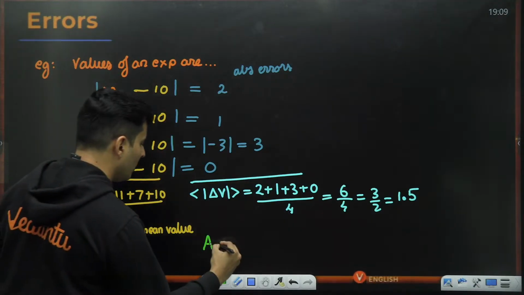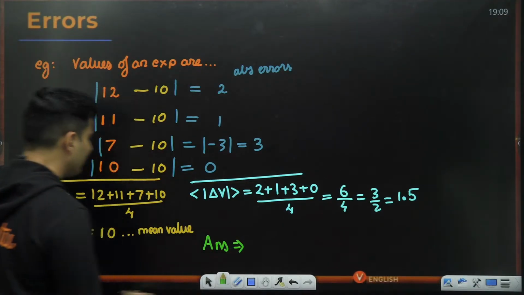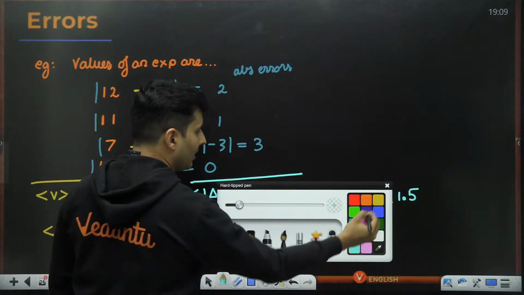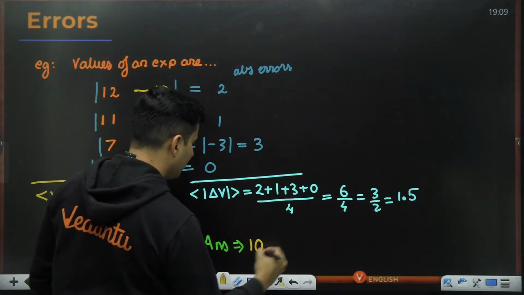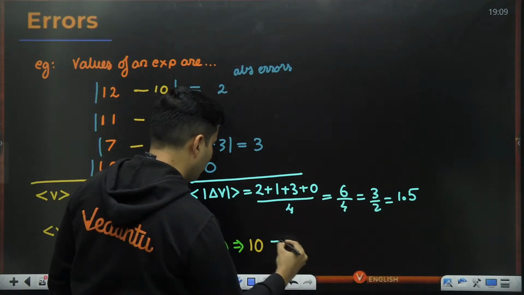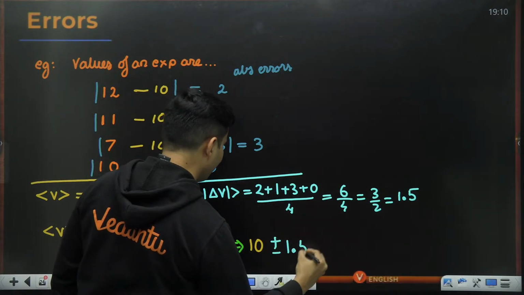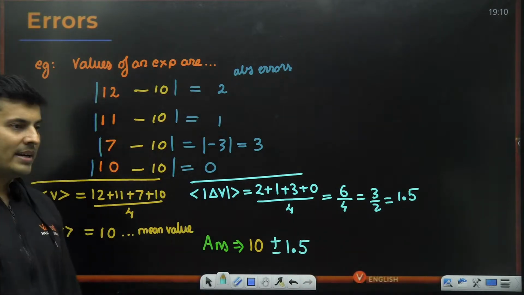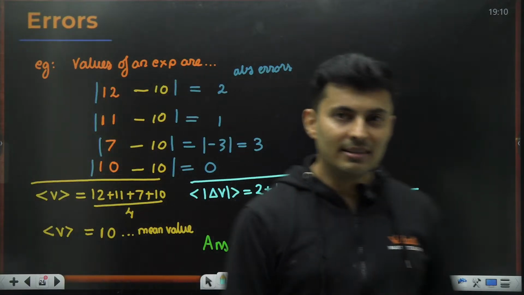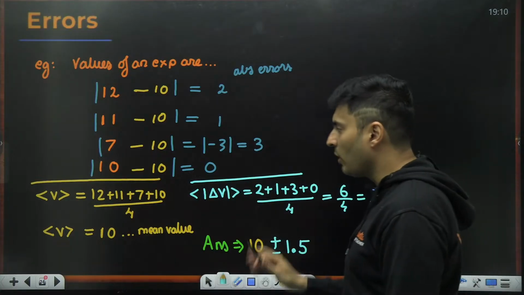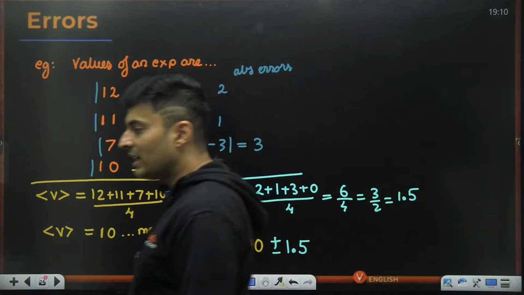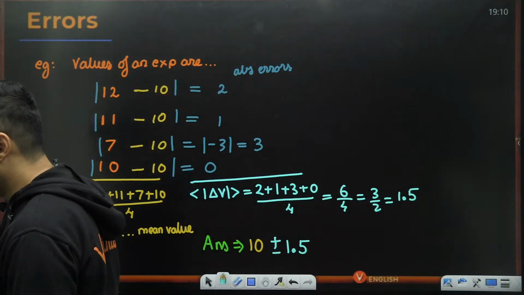A lot of you are going to say, sir, the final answer is very simple. It is going to be nothing but 10, 10, and then you are going to put plus or minus 1.5. But this is not correct. Can you identify the mistake in this? There is some problem in this answer. Can you guys quickly identify where the mistake has been performed?